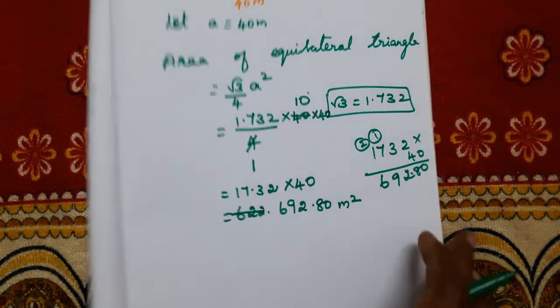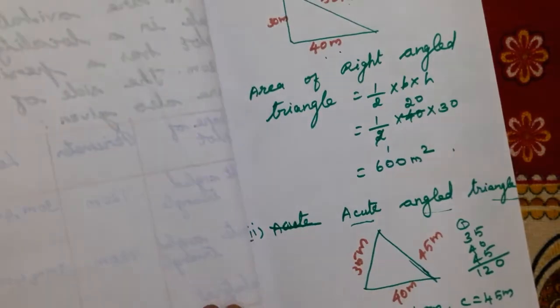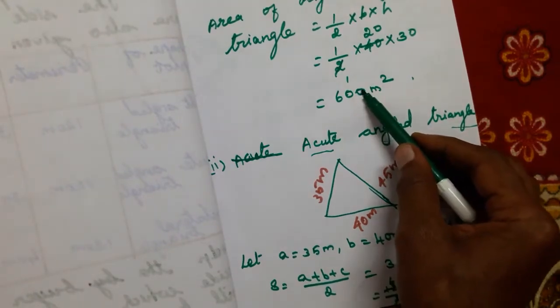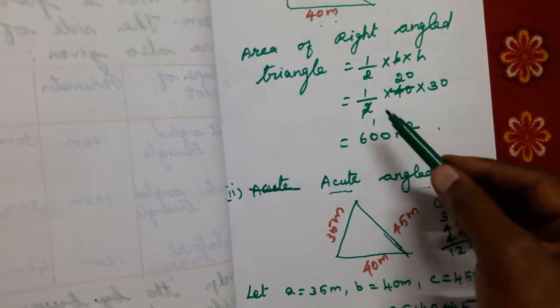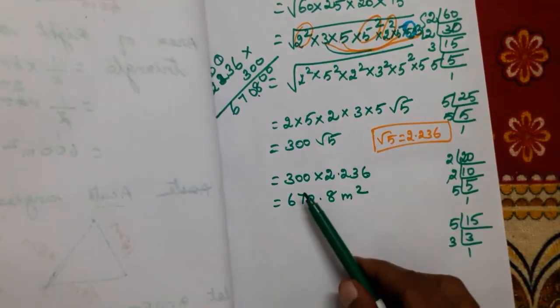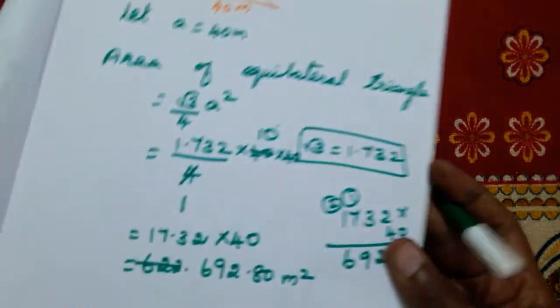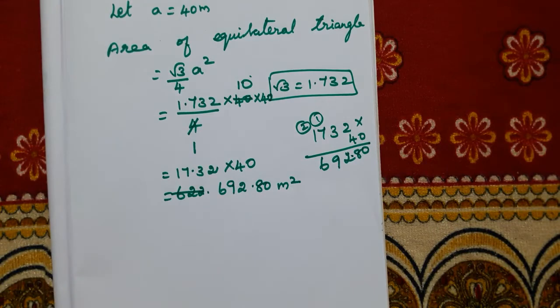First, what we got for right angle triangle, what's the area? Right angle triangle, area is equal to 600 meters square. If you need, you can use Heron's formula and do it. Okay. So 600 meters square. Acute angle triangle, what's the area? 670.8 meters square. What's the equilateral triangle area? 692.80 meters square.